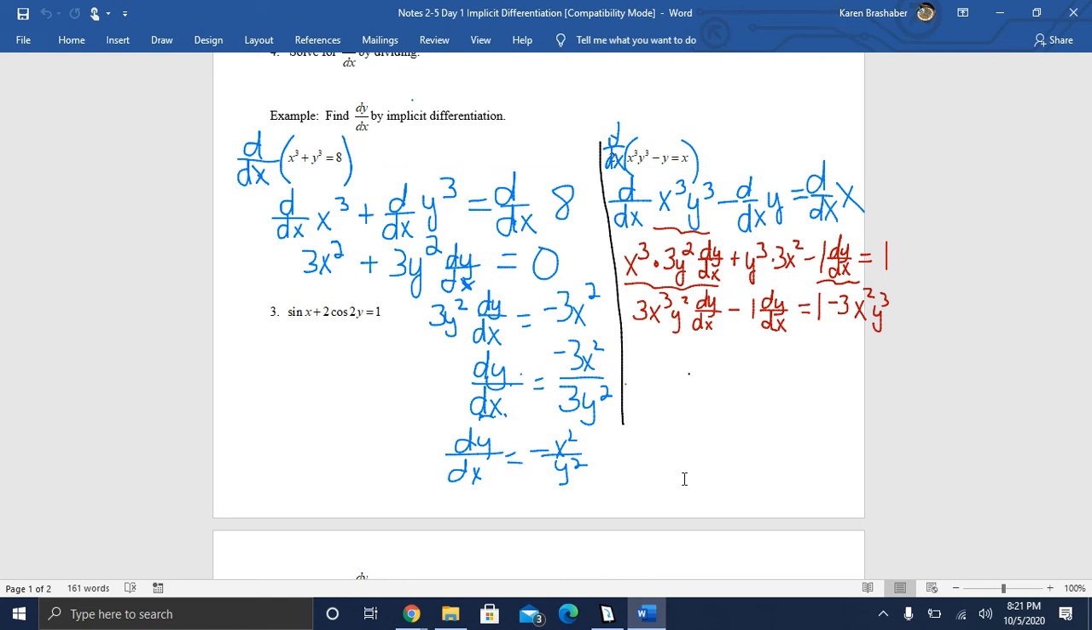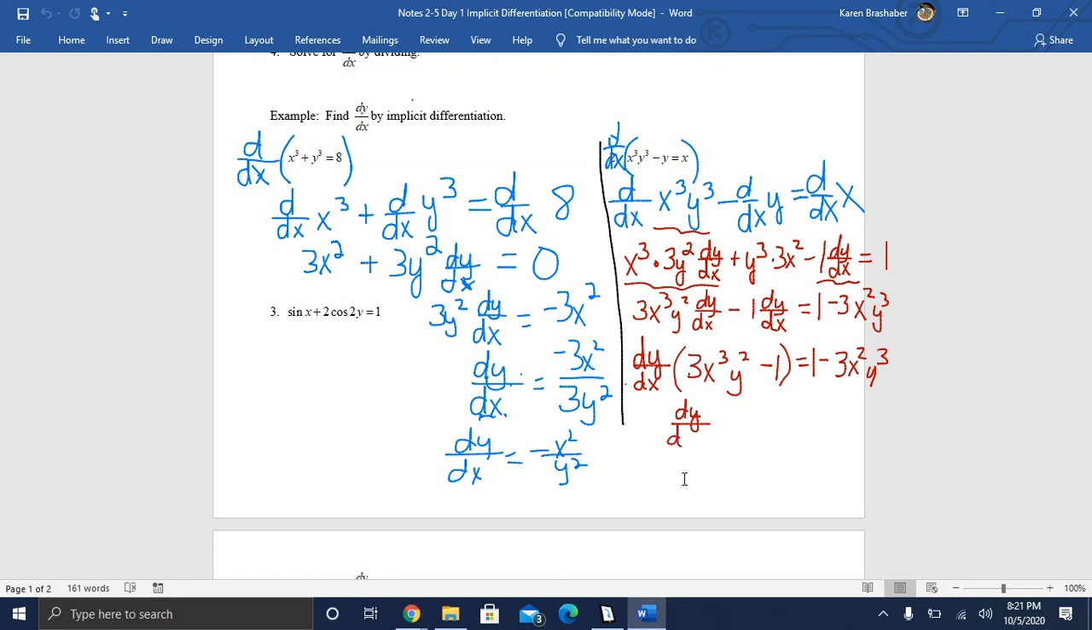All right, so now I have two terms that have dy dx in it. I'm going to factor out dy dx. That's my common factor, and it's also the variable that I'm trying to isolate. And that's going to give me 3x to the third, y to the second, minus 1. And then on the other side of the equal sign, just recopy. And finally, then I will be solving for dy dx by dividing on both sides by my parentheses.